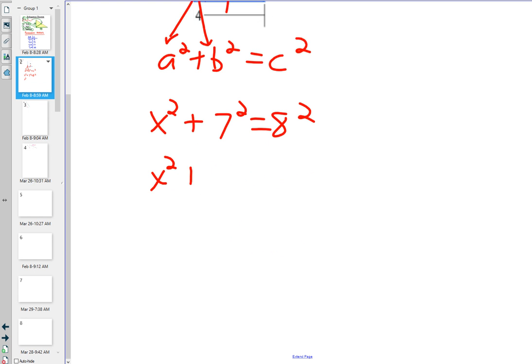So x squared plus 49 is equal to 64. x squared, minus 49.